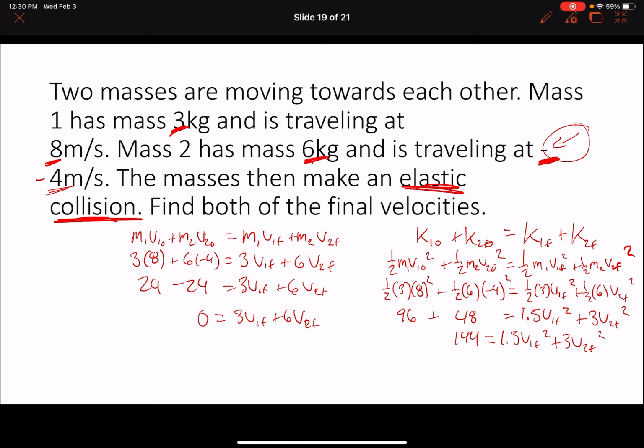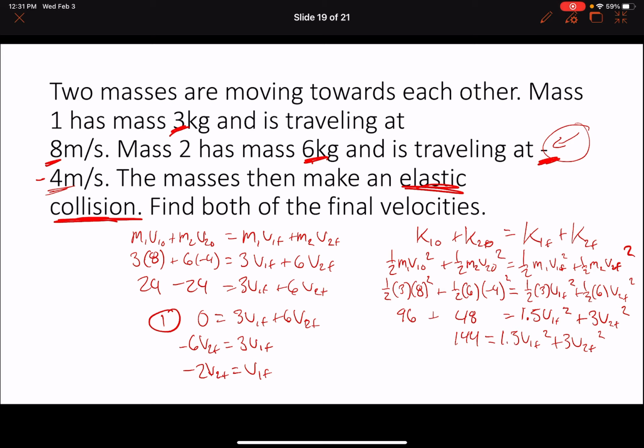So how do we solve this? We're going to do the substitution method. We're going to use this equation over here, equation 1, and we're going to solve for one of the numbers and then plug it into the other equation. So let's solve for V1F. We want to get V1F by itself. We're going to subtract 6 V2F from both sides and get this. And then we divide by the coefficient, which is 3.